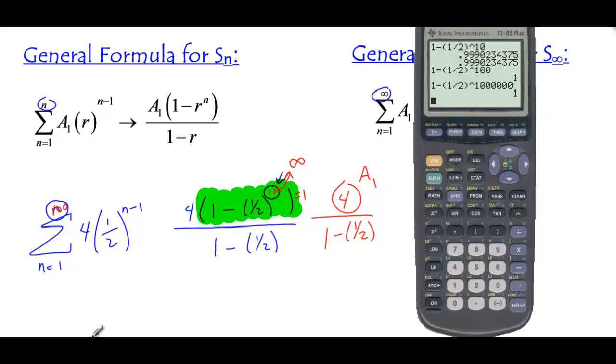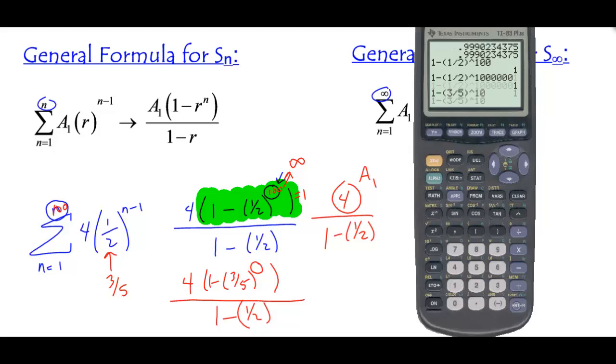Let's see if anything happens if I change this number inside. Let's keep it the same, but let's make this instead, I don't know, 3/5. Maybe 1/2 is too nice of a number. So let's do 1 minus the quantity 3/5, and again, I'm going to keep changing this number. Let's raise it to the 10th power. Alright, 0.999, not quite the same decimal.